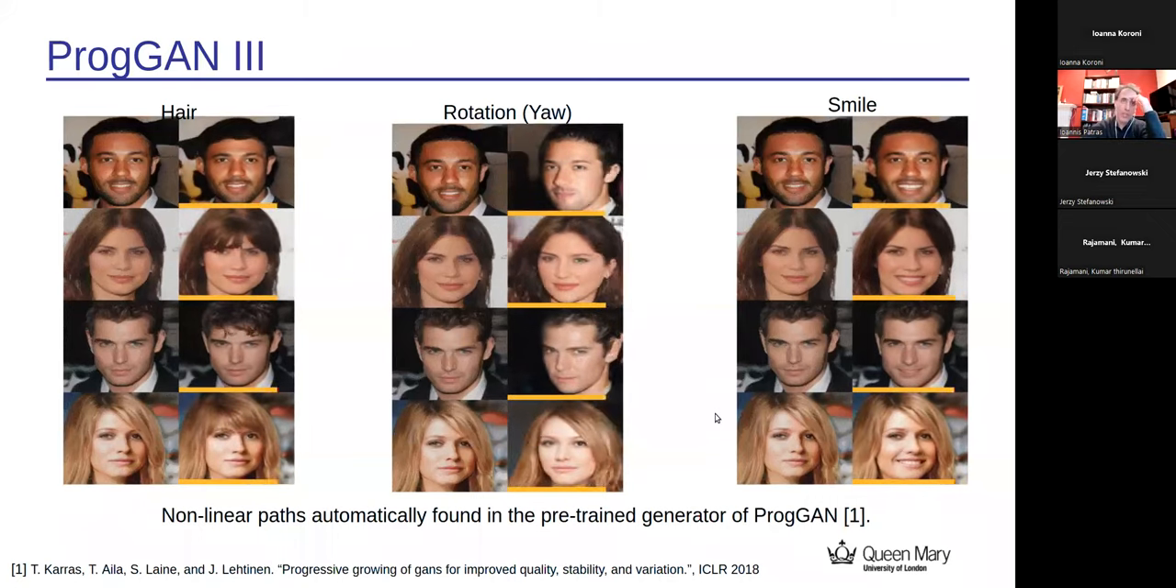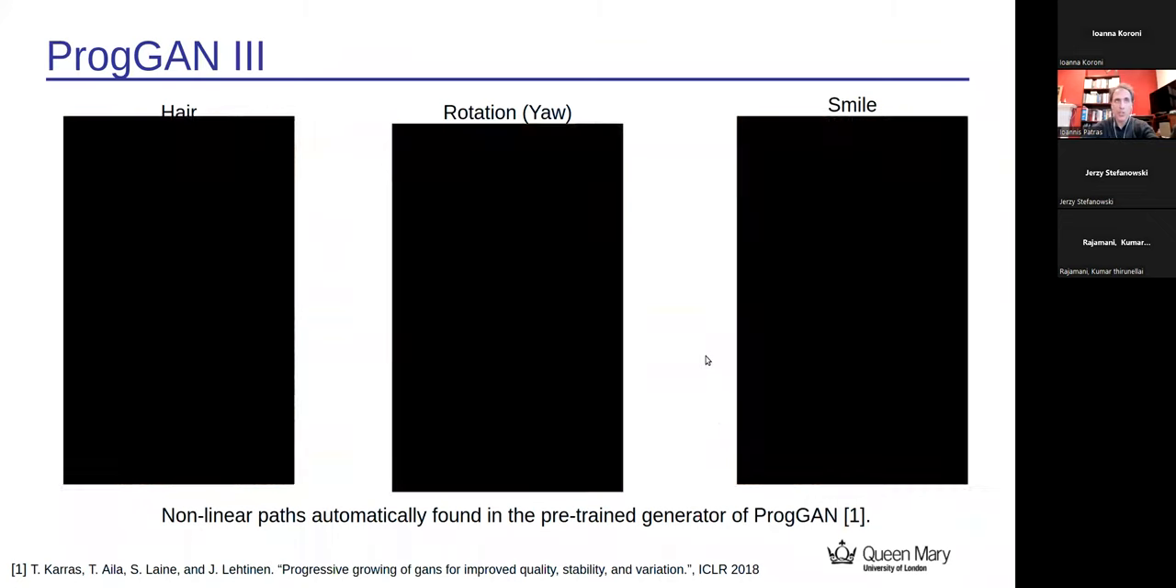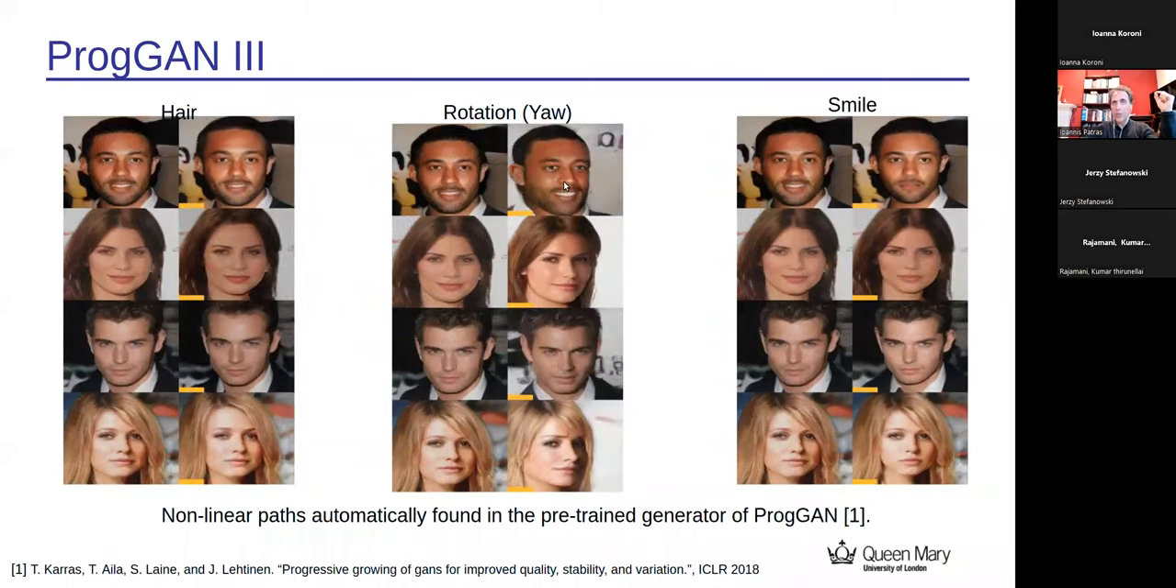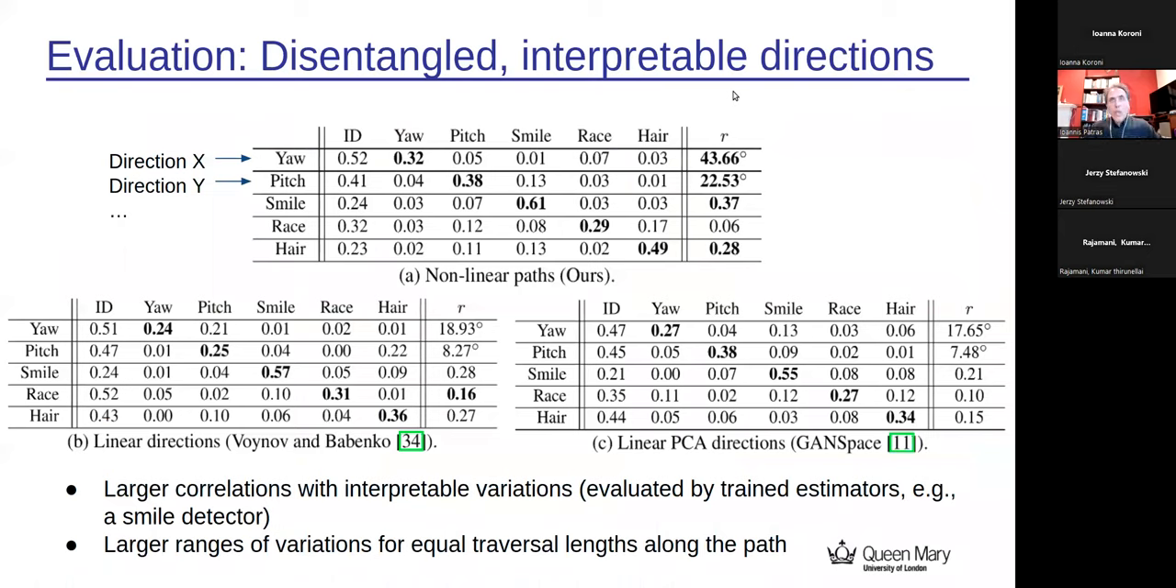These are results that we can have in the domain of facial expression. Following a certain path, it can add hair, it can control the rotation, it can control the facial expressions. And something that we also want in this domain is that when following a certain path, we control only a single property. So we generate paths that are as disentangled as possible from each other.